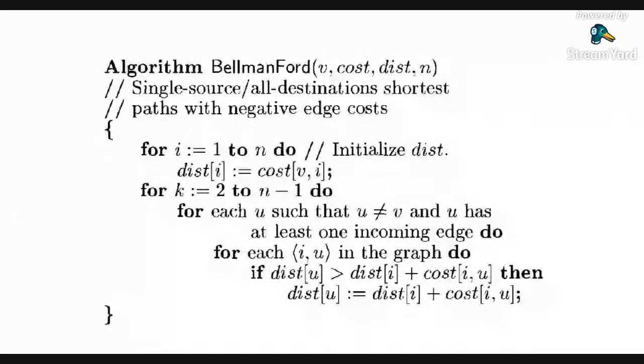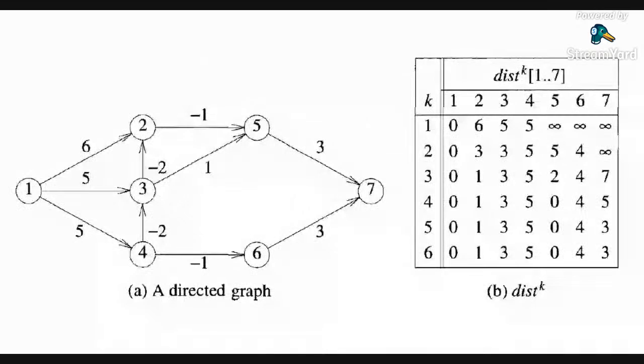So dist of u is greater than dist of i plus cost of iu. This second expression is smaller, while computing this dist of 3. So I can just replace this. I will update this, and this 5 gets overwritten by 3. Similarly, 6 gets overwritten by 3. Similarly, this 5 and 6 get overwritten by 5 and 4. So like this, we are doing the computation.